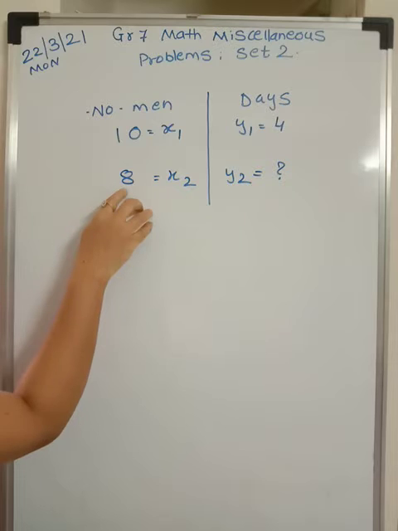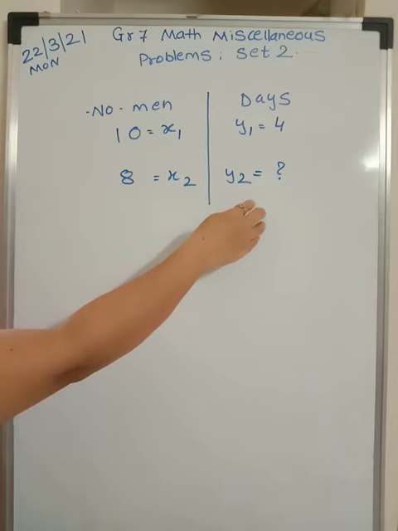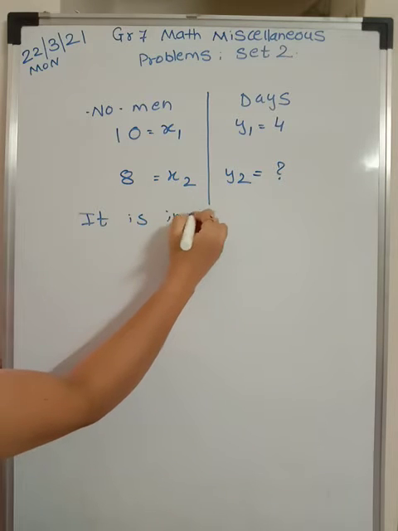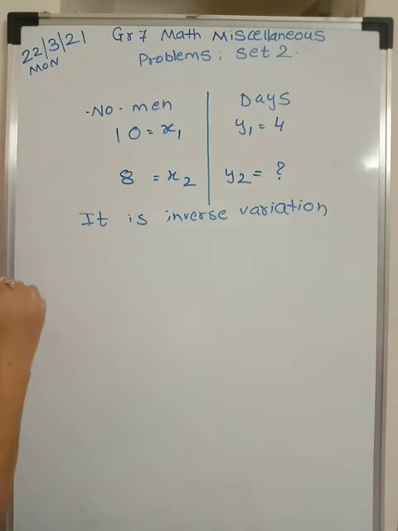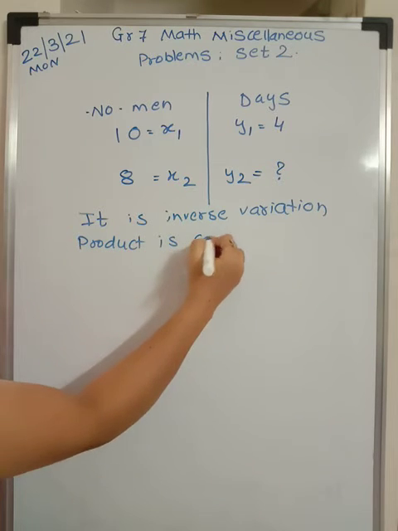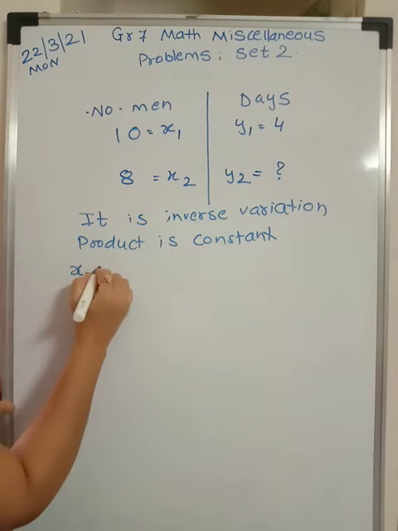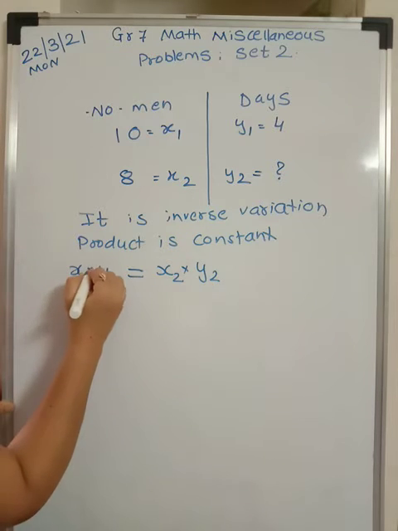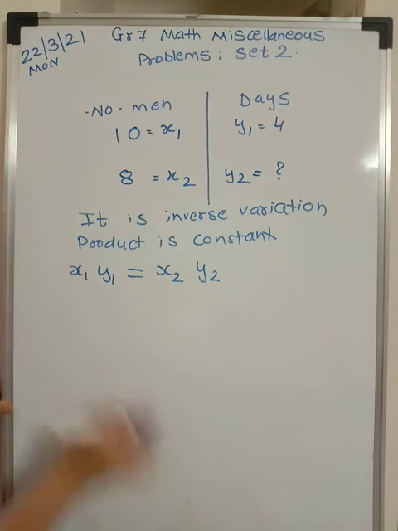Now see, the number of men has decreased, so they will require more days. So if one quantity is decreasing, the other is increasing. So this is inverse proportion. So first you will write that it is inverse variation or proportion. In inverse variation or proportion, product is constant. Product is always constant. Product means what? X1 into Y1. So X1 Y1 will be equal to X2 into Y2. Product is constant. Here it is a multiplication sign. Okay, you should not get confused with X, so I am not putting it.